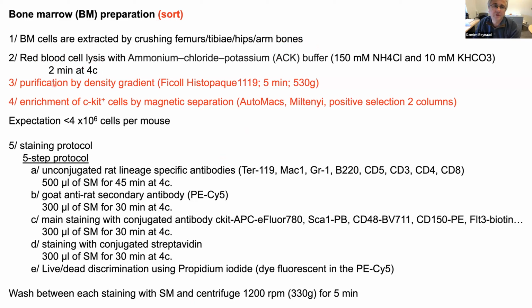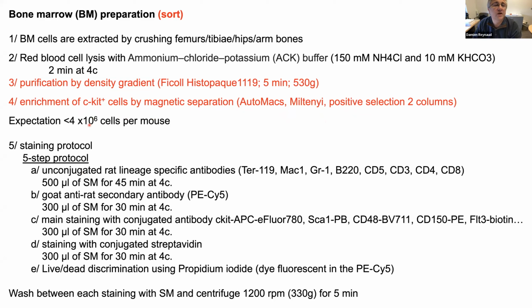We do a purification by density gradient to remove all the debris and bone residue that have been generated by crushing the bone. This is just by a Ficoll. And we enrich the cells to limit the time of sorting, based on the kit marker. We use magnetic separation, a classical AutoMACS Miltenyi. Usually for analyzing stem cells, we use positive selection with the two columns.